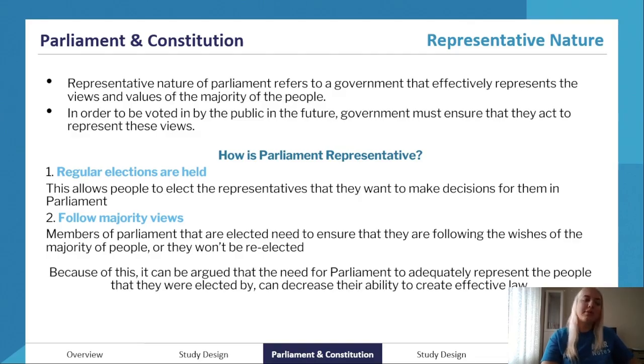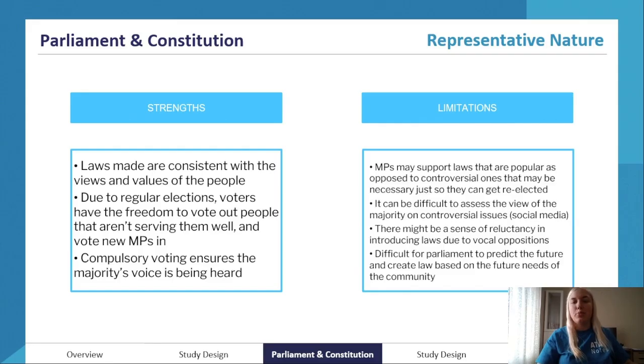Okay? So that's a great example of a law that was necessary for the happiness of the people, but was controversial, so it didn't happen for a very long time. So Parliament, due to that representative nature, will likely not legislate with regards to minority groups and enhancing their rights, and will likely not legislate with regards to any controversial laws. So these are the weaknesses when it comes to the representative nature of Parliament. You can see them listed here.